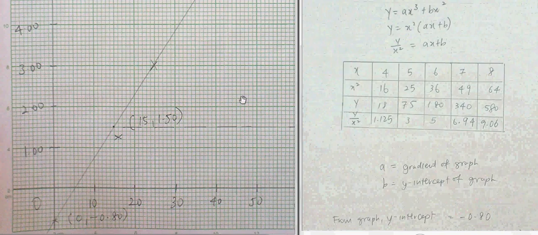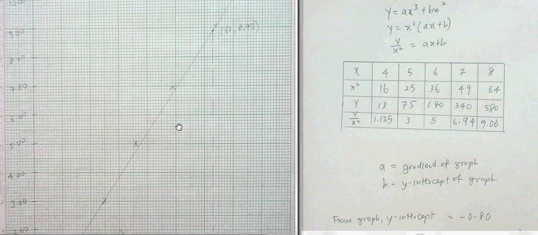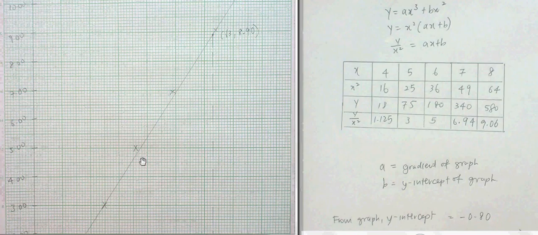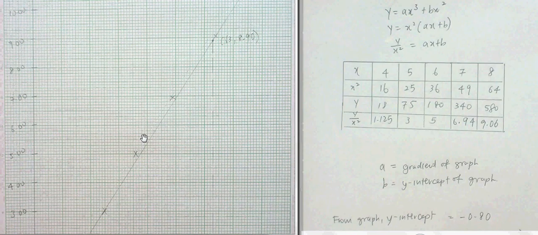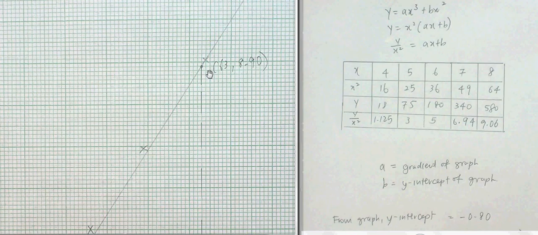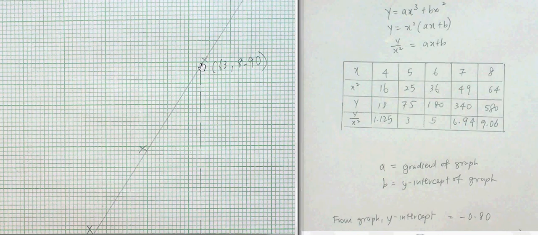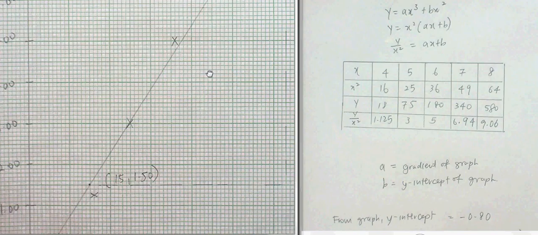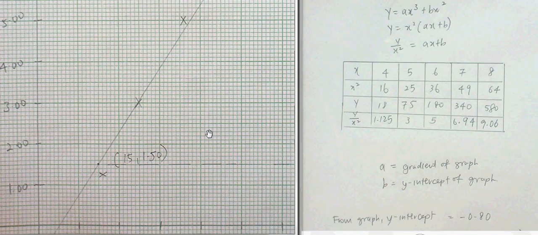A is actually the gradient of the graph. So to find the gradient of the graph, we have to find 2 points within the region, within the first and last point, and lying on a line on one of the intercepts. So it's easier to determine the point. So this point will be 63 and 8.90, and this point will be 15, 1.50.